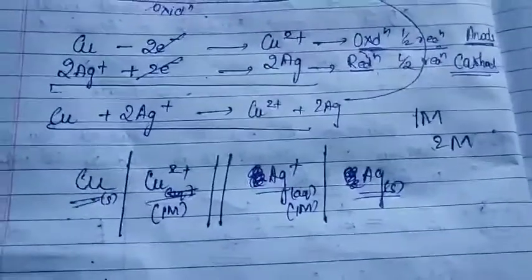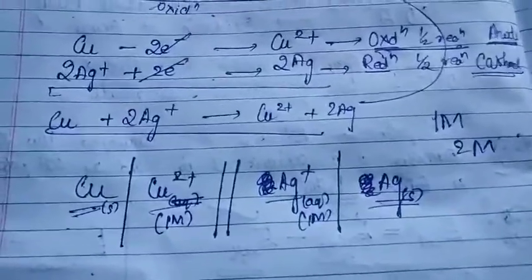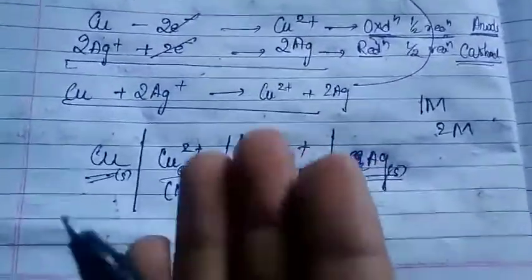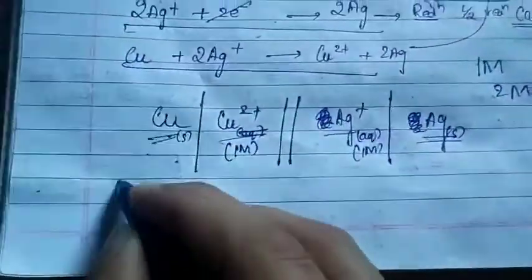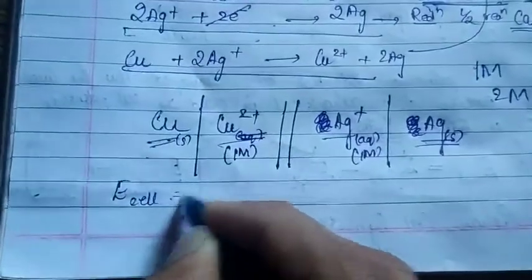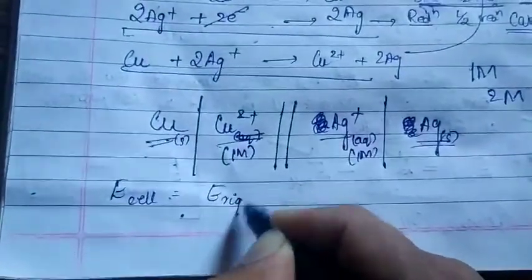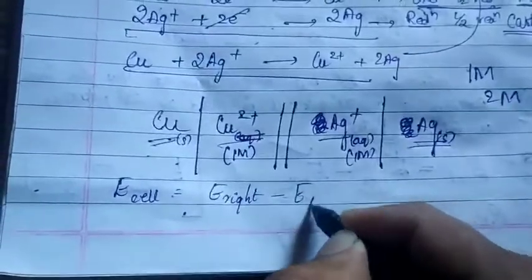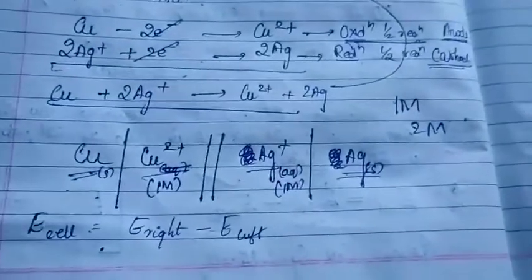Is that clear? I hope so. There is no doubt in it. Yes. Now for example, if you want to calculate the cell potential for this one, how will you calculate? E cell is equal to E right minus E left. That means E cathode minus E anode. Which is your cathode now?